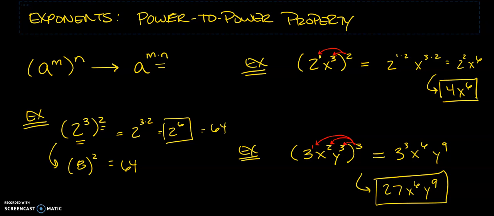That's the power-to-power property. Now remember, I'm taking whatever's on the outside and I'm going to multiply it times every exponent of every element inside the parentheses. Not just one of the elements, not just 2 of the elements, but all 3. Or there could be 4 or 5 or 6 or 10 or 15. Hopefully in pre-algebra we won't hit any that big, but we just apply the same rule over and over again. That is the power of power or power-to-power property.